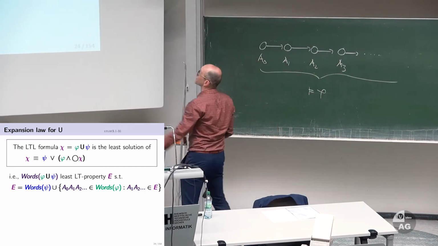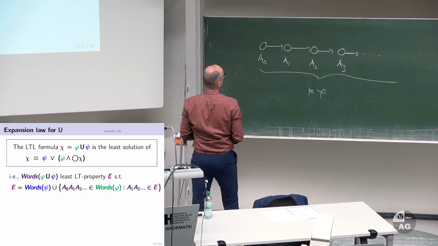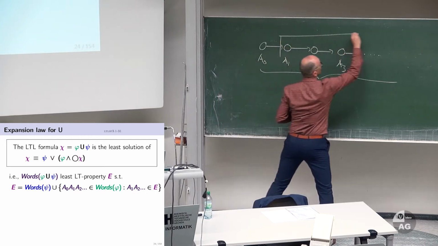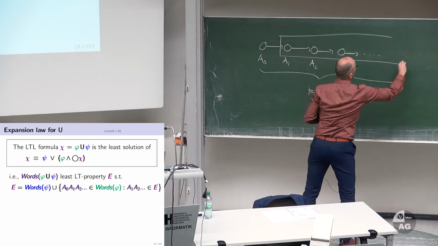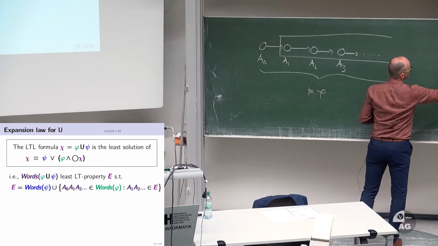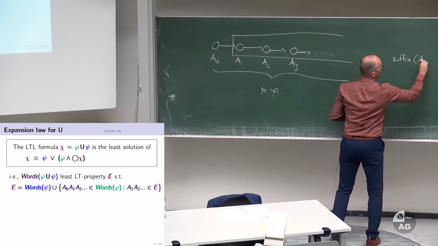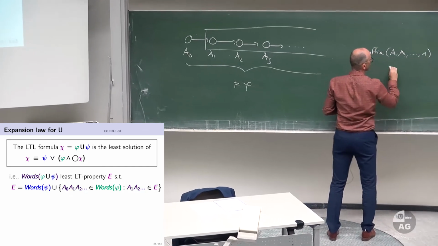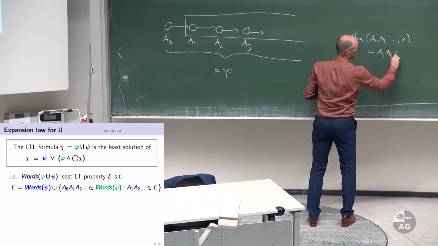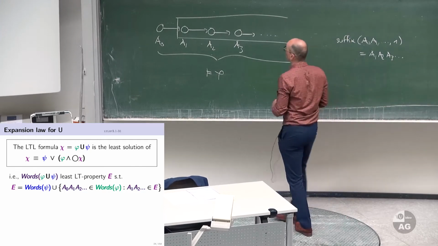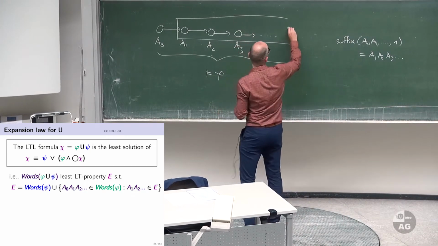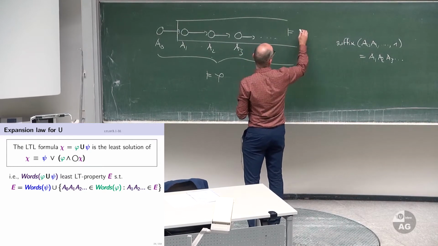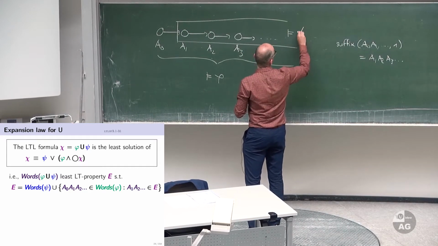And now I would like to express next psi. What does that mean? Next means from this position on. So I'm going to consider the suffix starting from this position. So I'm going to look at the suffix of A0, A1, etc. from 1 on, and that's of course exactly A1, A2, A3, etc. And I'm requiring that this suffix needs to satisfy the formula psi again.